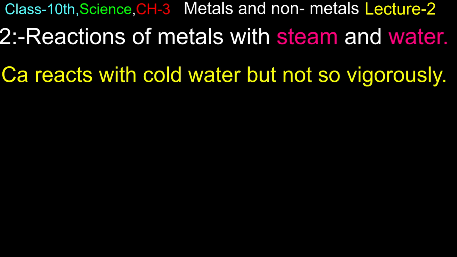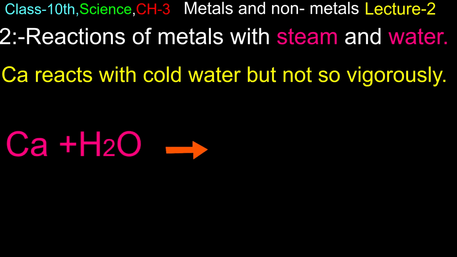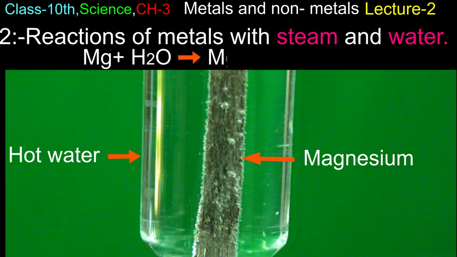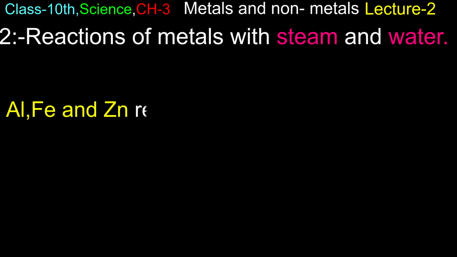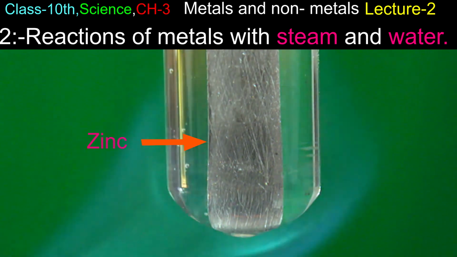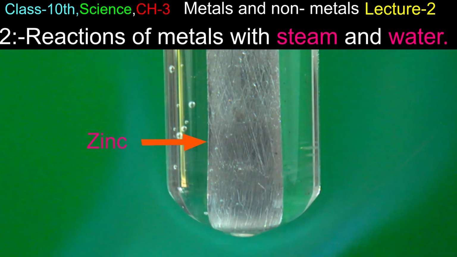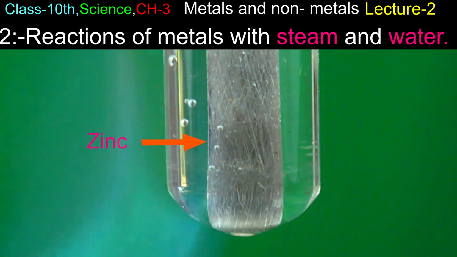The reaction is Ca + H2O produce Ca(OH)2 + H2. Mg reacts with hot water, and the reaction is Mg + H2O produce Mg(OH)2 + H2. Aluminium, iron and zinc react with steam in the pure state, but impure aluminium and zinc react with hot water too. You can see here.